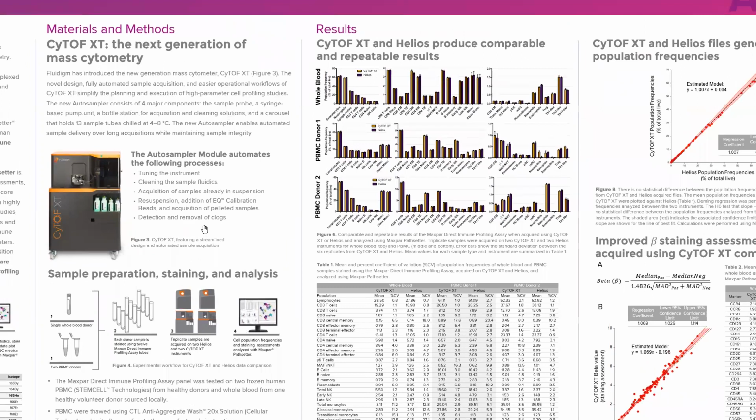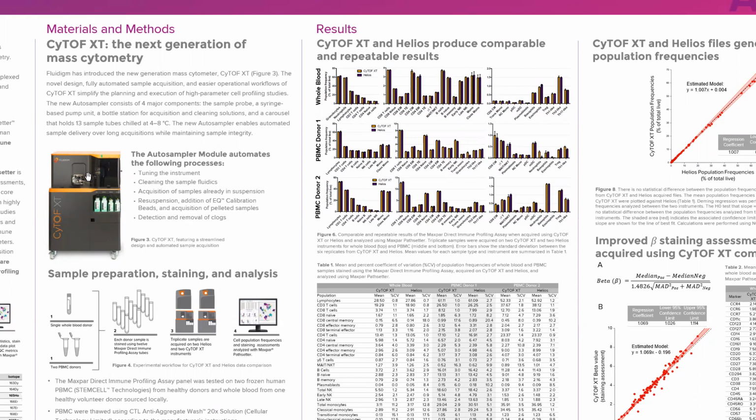Jumping into the materials and methods, I would like to first talk about the new mass cytometer, the CyTOF XT. We recently launched this instrument at the end of March during our Mass Cytometry Summit. This new generation of mass cytometer has a novel design and is equipped with a fully automated sample acquisition system. We also did a major revamp of many parts of the instrument to make it easier for the operator to operate the instrument. For this part, I would like to focus on the automated sample acquisition part.